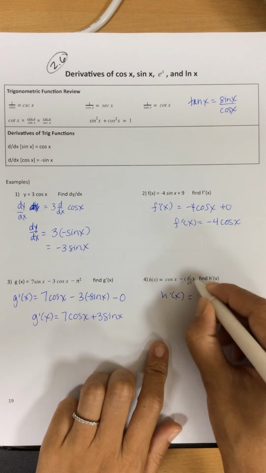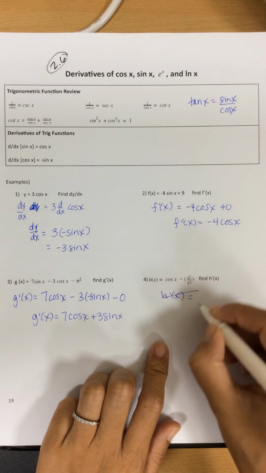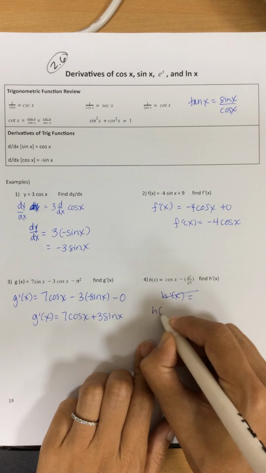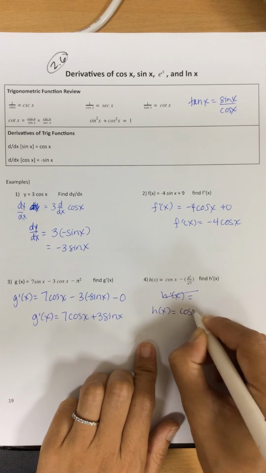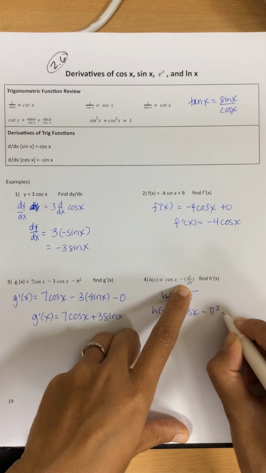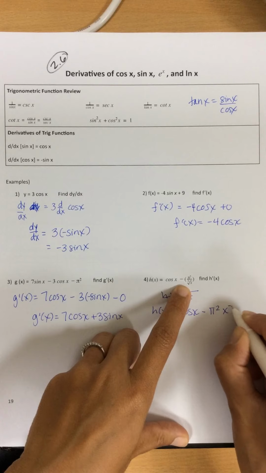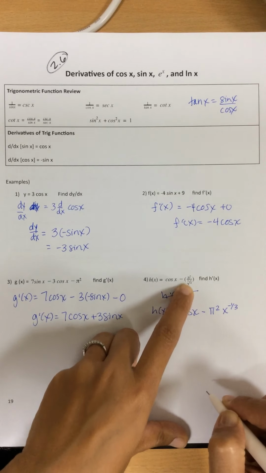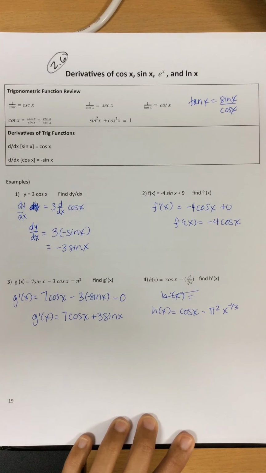So I'm going to rewrite this before I deal with it. I'm going to rewrite h of x as this: minus pi squared times what? This becomes times x to the negative 1/3. Right? I'm just moving the x to the top of that fraction.